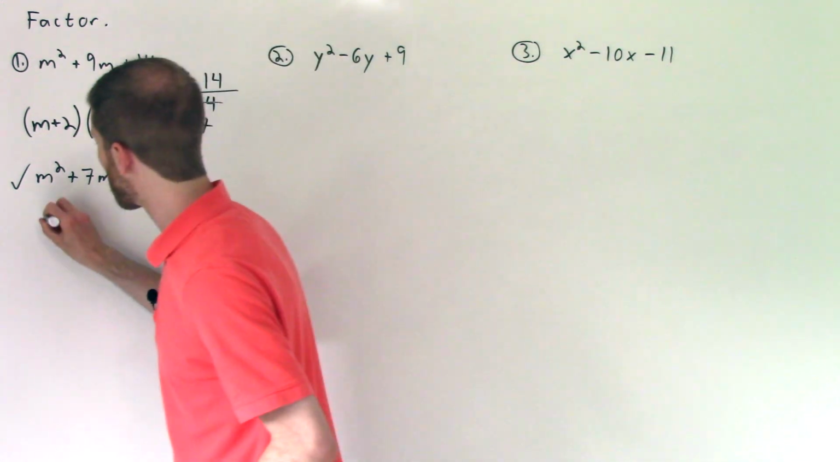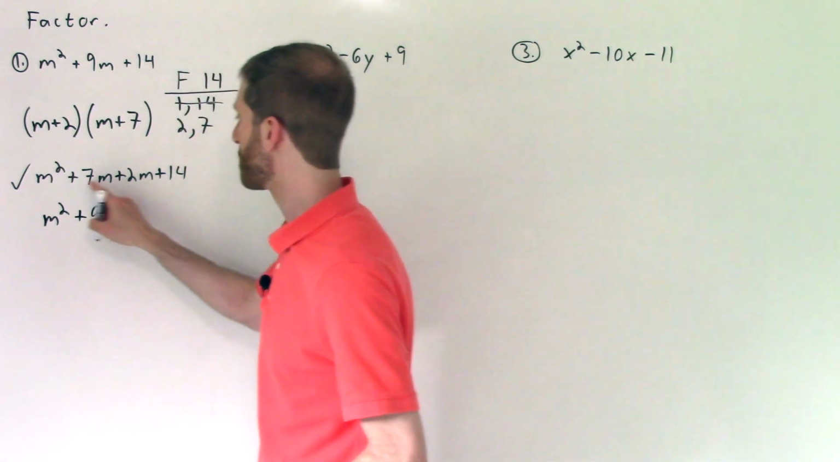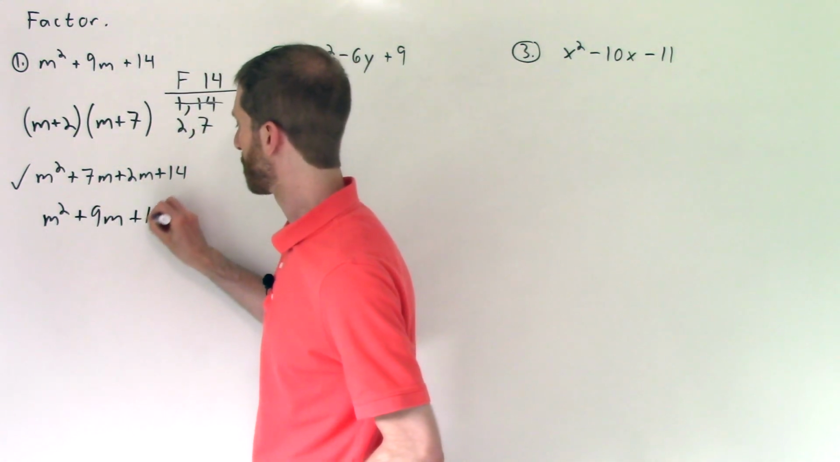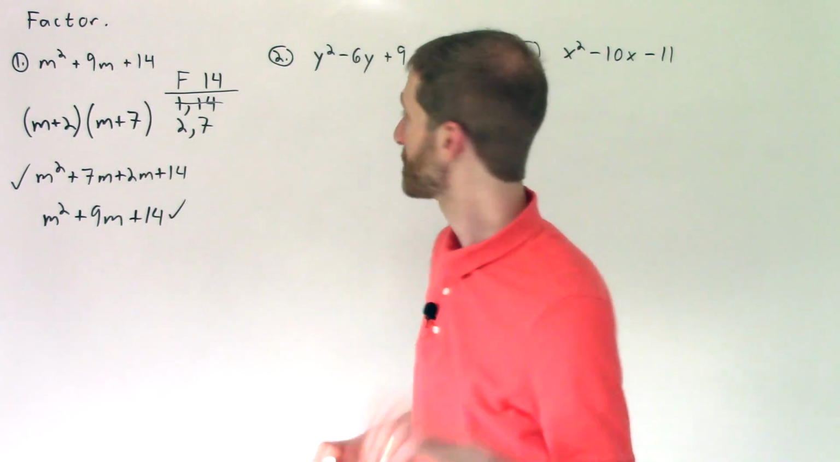So m squared is what I have. 7m plus 2m is, oh yeah, 9m. There's the sum of those two factors, plus 14. So we got back where we started. We're right. Let's do a second problem here.